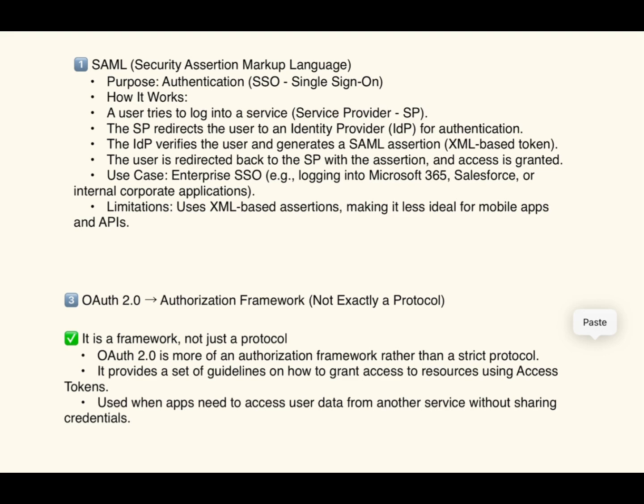OAuth will come into the picture when a user needs to access external resources. So I tried to simplify this topic, and I hope you have understood.